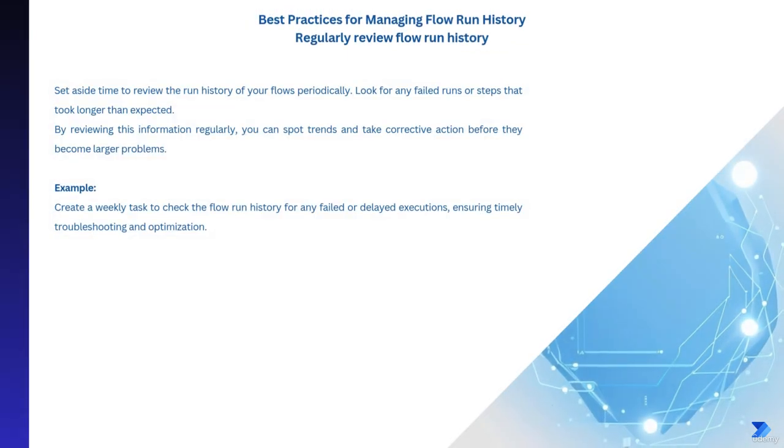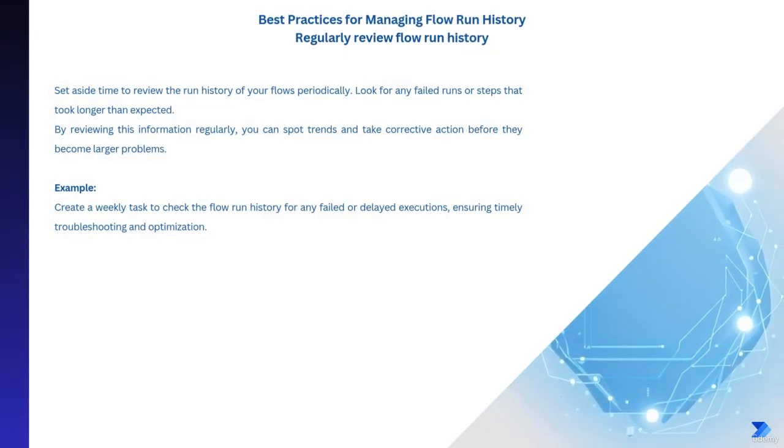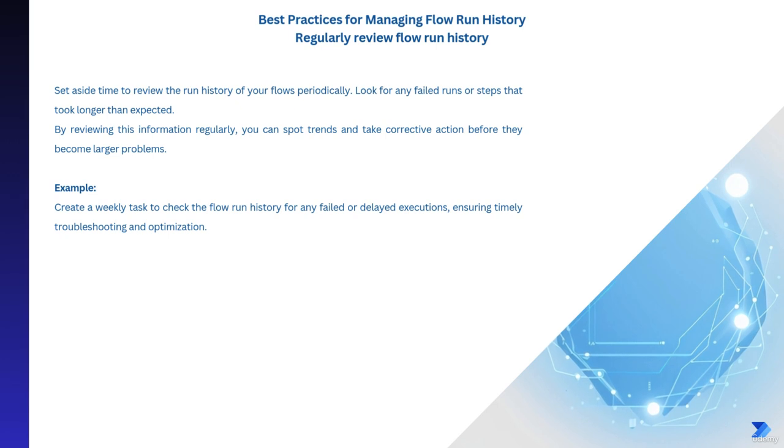Best practices for managing flow run history effectively. Regularly review flow run history. Set aside time to review the run history of your flows periodically. Look for any failed runs or steps that took longer than expected. By reviewing this information regularly, you can spot trends and take corrective action before they become larger problems. Example: create a weekly task to check the flow run history for any failed or delayed executions, ensuring you can troubleshoot and optimize them promptly.